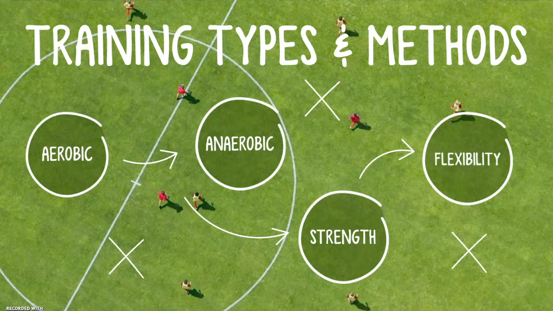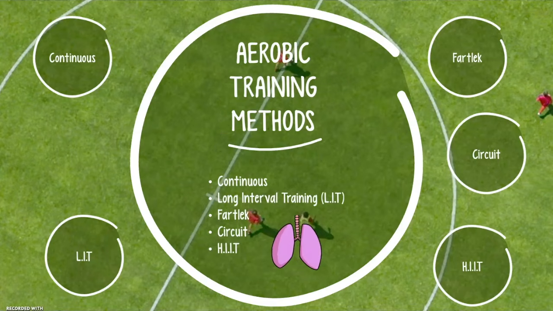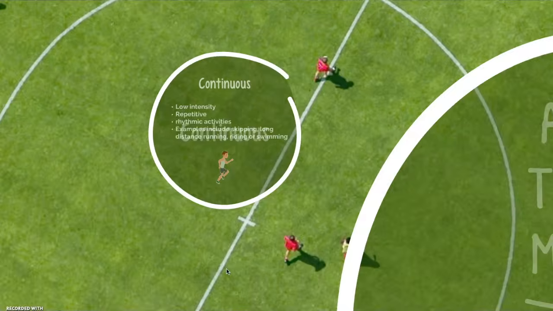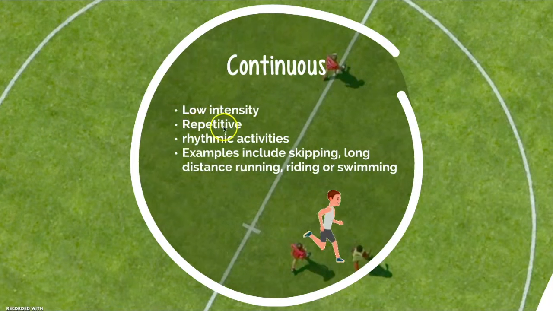Let's have a look at each of these, starting with aerobic training. Within aerobic training types, we have aerobic training methods. These are continuous, long interval training, fartlek, circuit, and HIIT. Let's look at each of these. First, we have continuous. As the name suggests, this is a low intensity repetitive movement. Examples include skipping, long distance running, riding, or swimming.